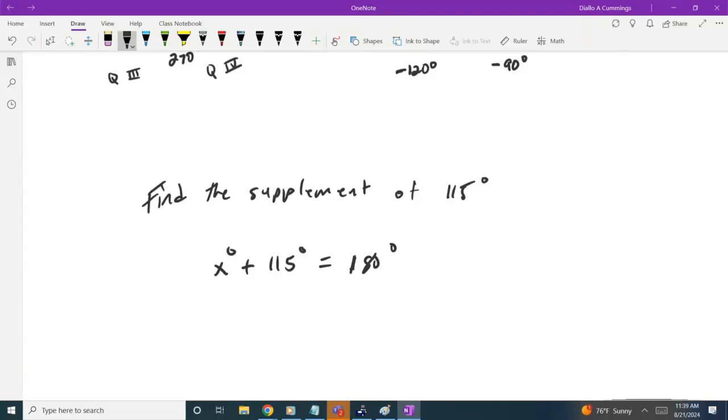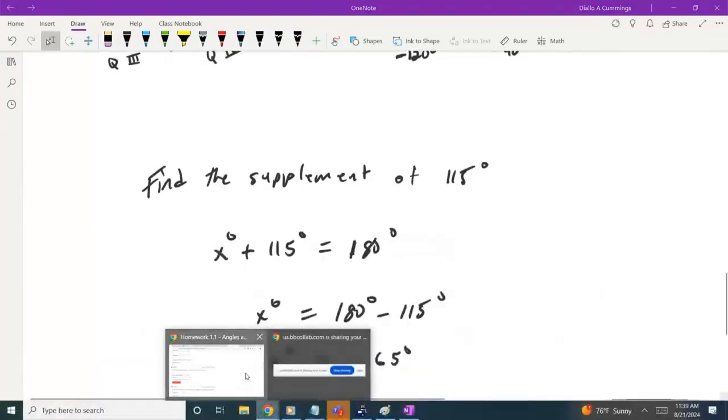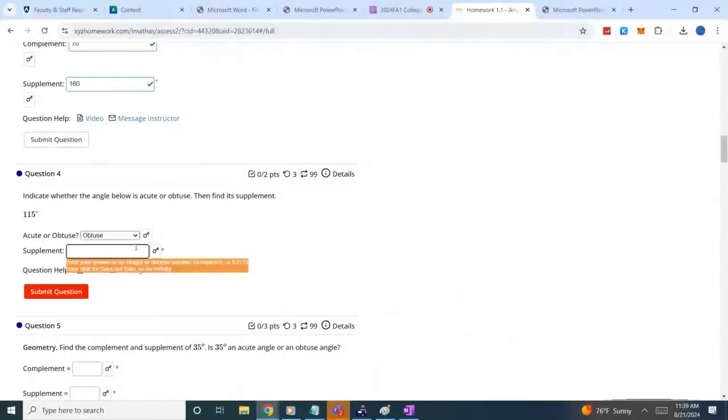So in order to solve this for x, I would subtract 115 from both sides. So 180 degrees minus 115 degrees gives us 65. Should be 65. Okay. So then our answer is 65.